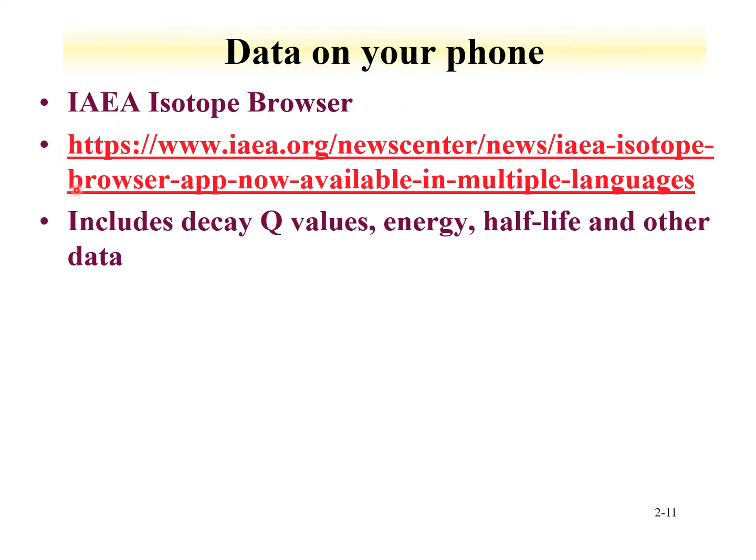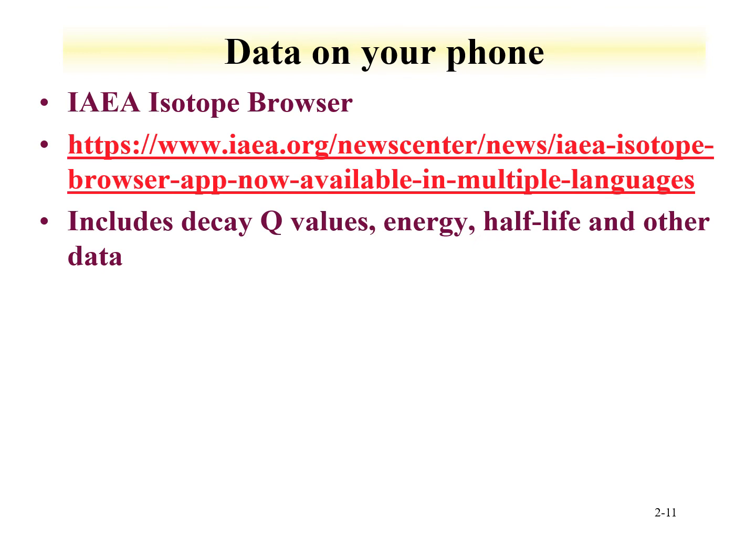Information on the isotope browser is available from this web page. But you can download it from your Android or Apple-based applications. The IAEA isotope browser will include Q values, but also information on energy of the decays, half-lives, decay modes, percentages, and other information that will be useful for the course. So I use the IAEA isotope browser all the time, and it's certainly a resource that you can use.